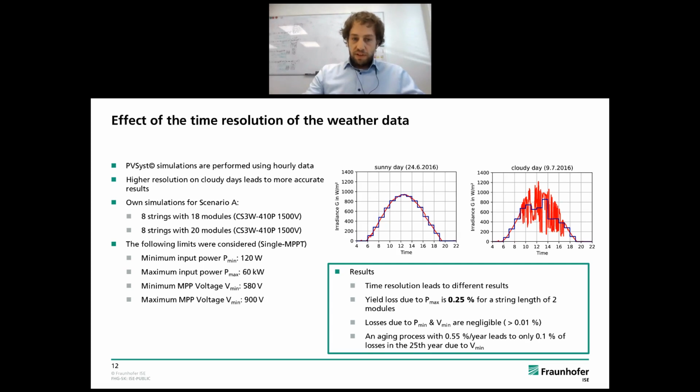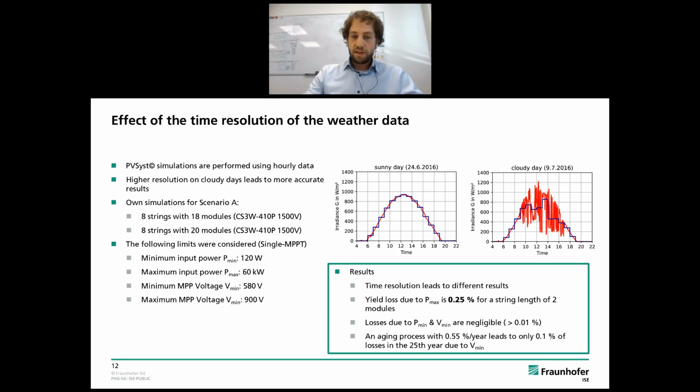What we also see is that the losses due to the minimum power and minimum voltage, which is strongly related to our question regarding the difference between multi-MPPT and single-MPPT, are negligible in our case. So the losses here, even at a time resolution of 15 minute values or 1 minute values, are below 0.01%. So this simulation is done with the new module, so with the data from the data sheet.